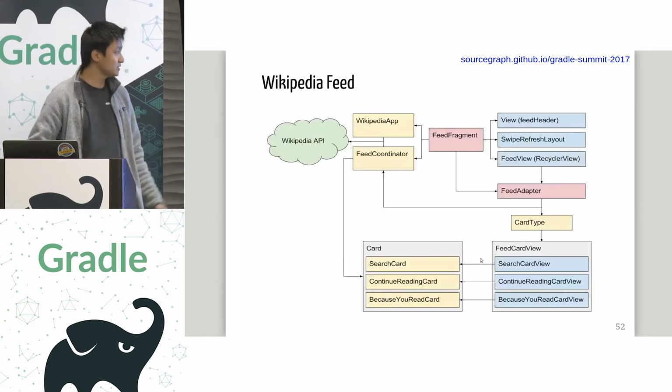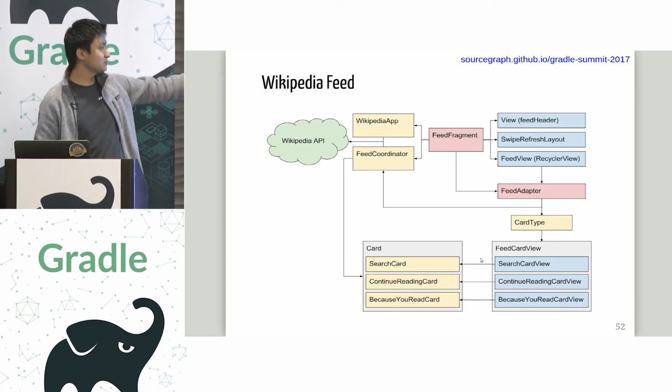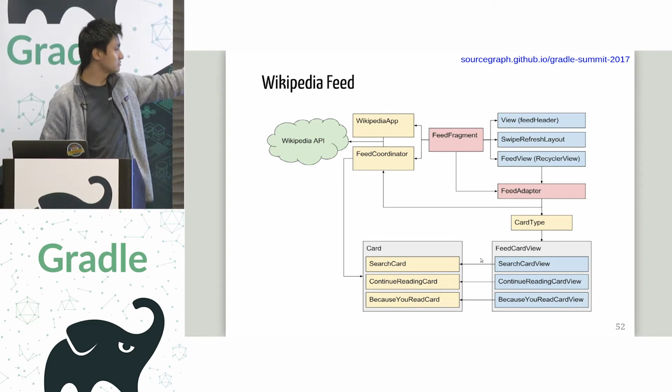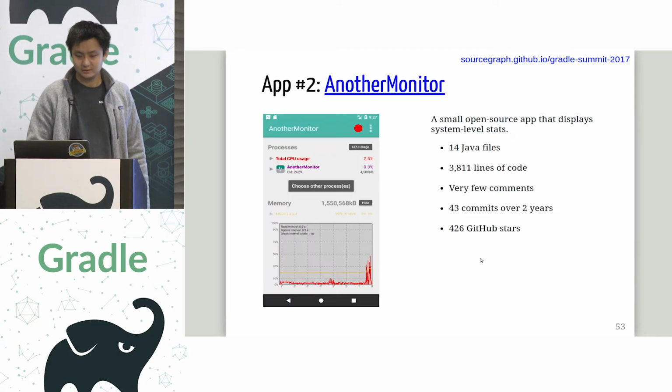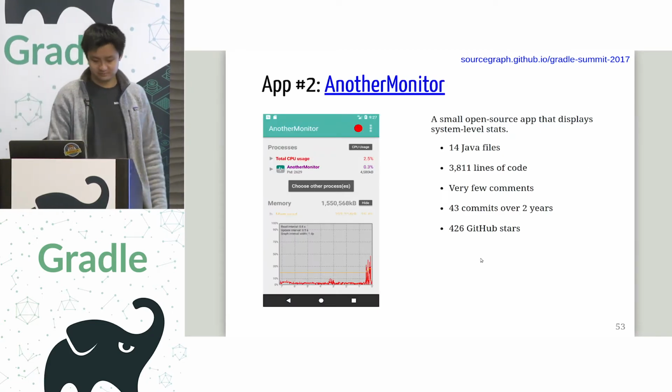So that's the Wikipedia feed. We covered the data flow through the view side all the way to when it makes a request to the Wikipedia API. And now let's move on to the next app.